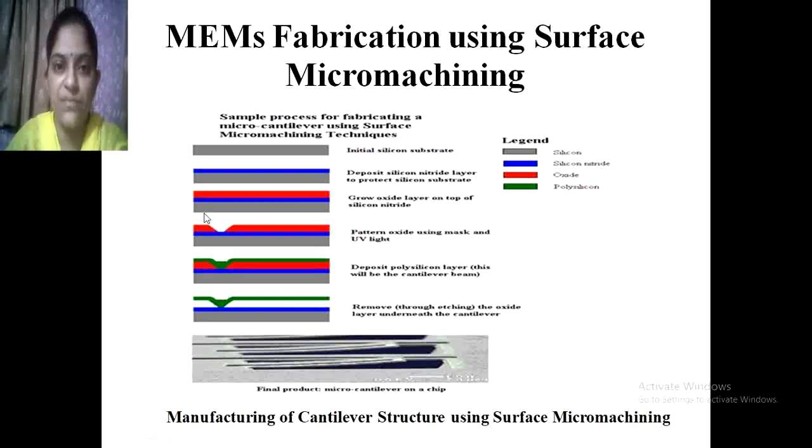So the next method is surface micromachining. Here the manufacturing of a cantilever structure using surface micromachining is shown. Initially a silicon substrate is there, deposit a silicon nitride layer to protect the silicon substrate, then grow an oxide layer on top of the silicon nitride, then pattern the oxide using a mask and UV light, then deposit a polysilicon layer, then remove the oxide layer underneath the cantilever.